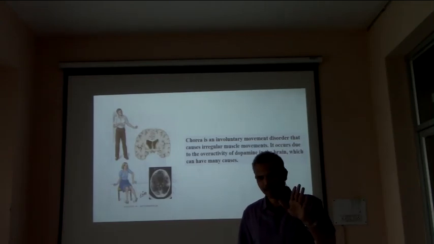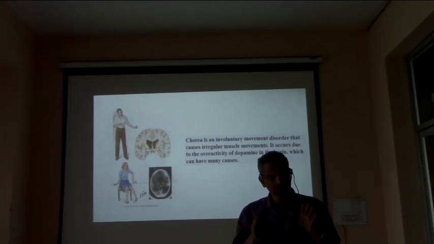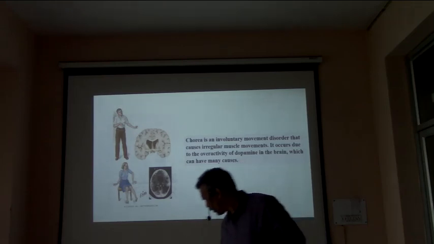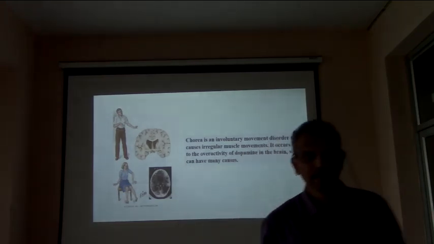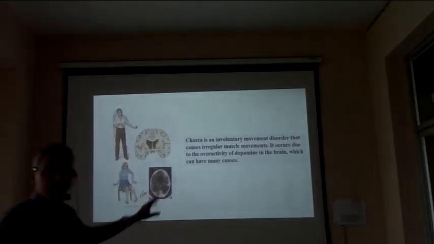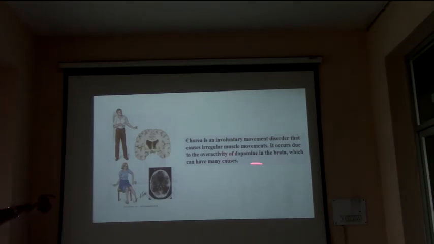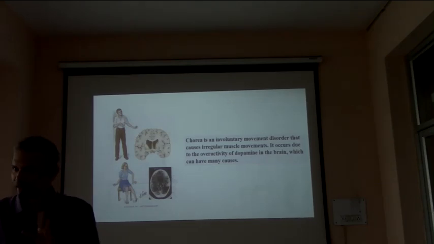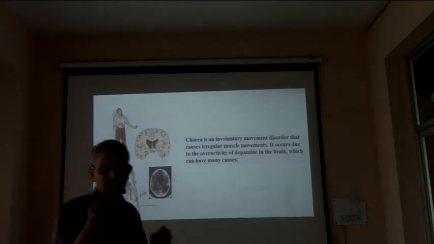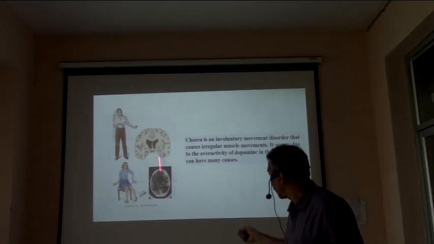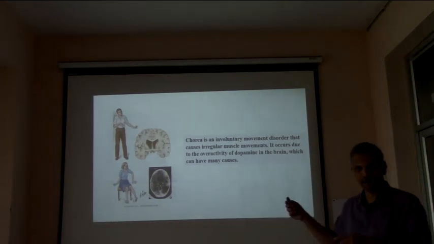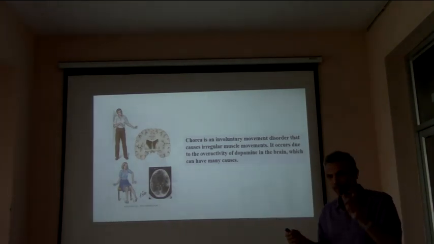There are different types of chorea. We will not look at that. It's not the medicine class. But I just wanted to brief you, telling that chorea is an involuntary movement disorder that causes irregular muscle movements. It occurs due to overactivity of dopamine in the brain, which can have many causes. Okay. And I just briefed you, it's a materia medica class, so we are not going more into the details.